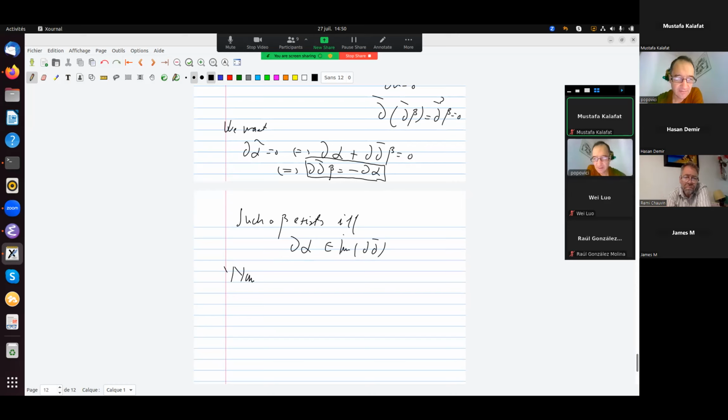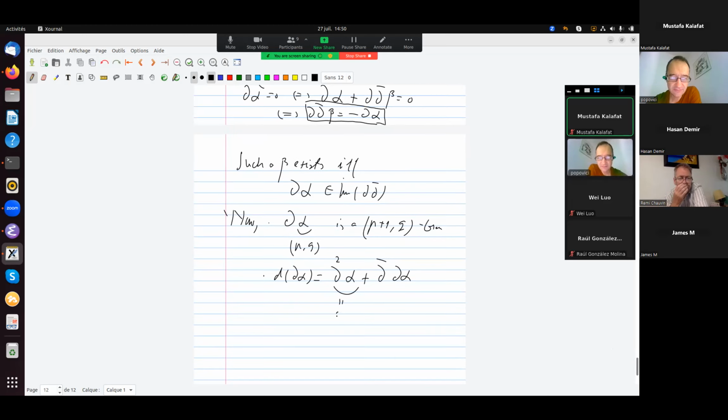Now, let us remember that del alpha is a pure type form because alpha is of type PQ. So del alpha is of type P plus 1, Q, is a P plus 1, Q form. And let's see, is it d-closed? D of del alpha is what? Is del of del alpha, so that's del squared alpha, plus D bar of del alpha, that's D bar del alpha. Now del squared is 0.